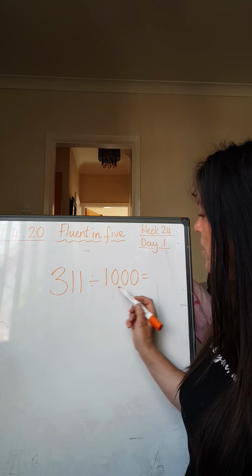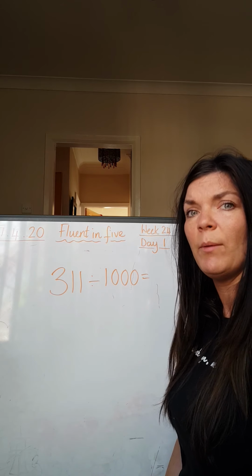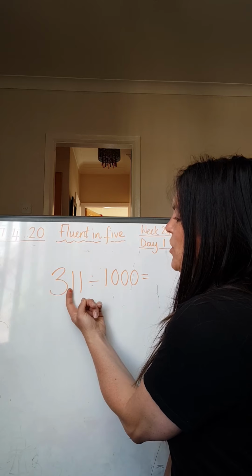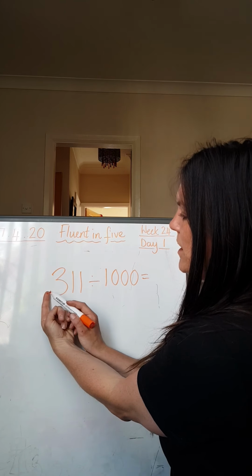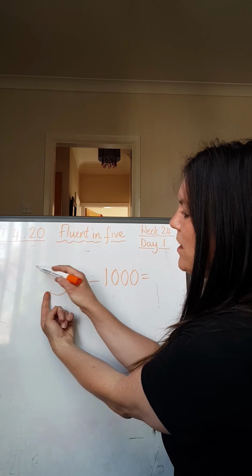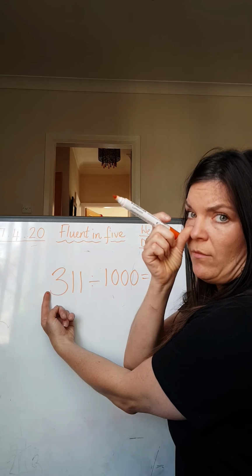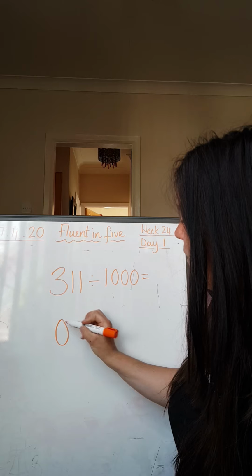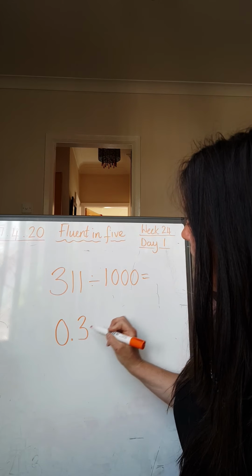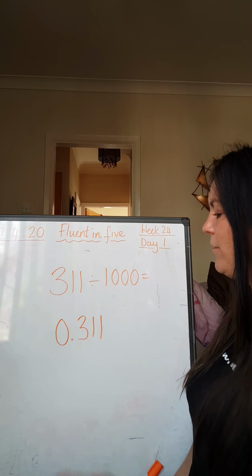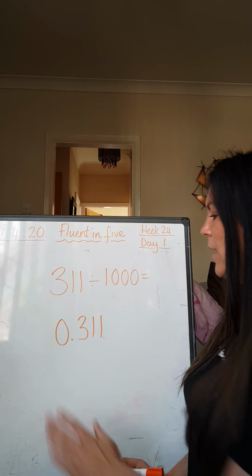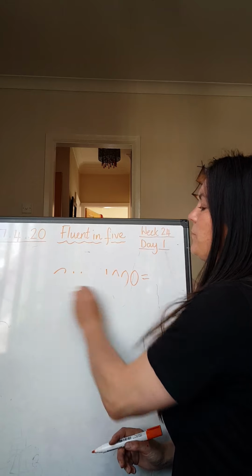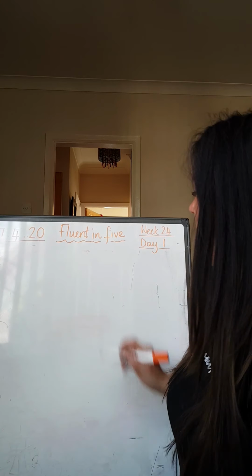How many zeros are there? There are 3 in the number 1,000. So I'm going to move 3 spaces. So I'm going to go 1, 2, 3. So the decimal point is going to be here. Don't forget, the ones column's always right next door to the decimal point. And I'm going to put a 0 as a place value holder. So the answer is 0.311 or 311. Now, if you do it the other way, I'm going to show you how to move the numbers.